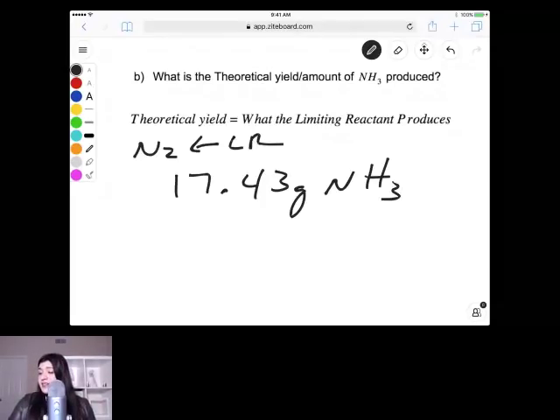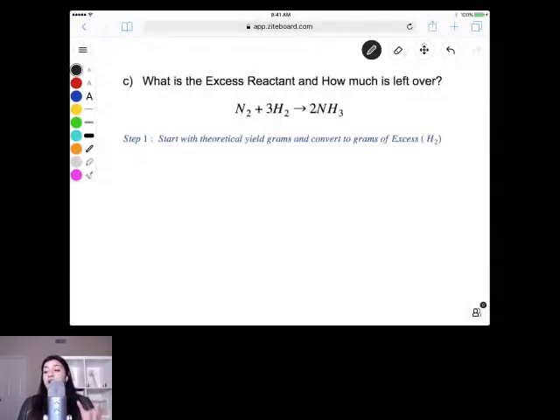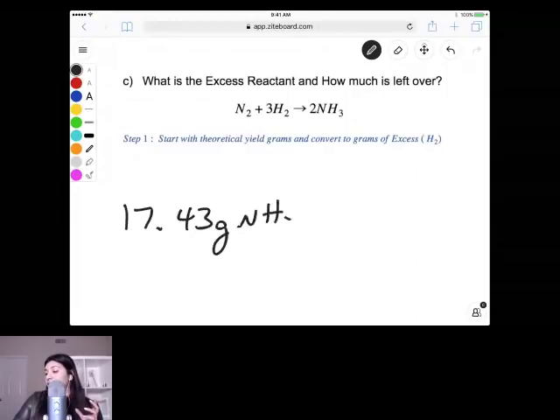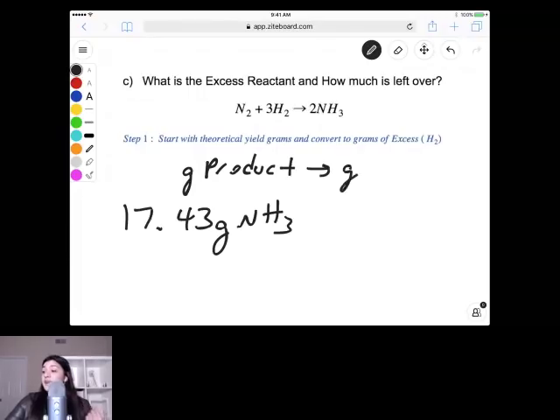Continuing on. So going back to this excess problem, our step one is starting with our theoretical yield in grams that we just found. We just found that that was 17.43 grams of NH3. If we're starting with this, we're going to somehow get to grams of H2. So we're going backwards. We're going from grams of our product to grams of our reactant. Specifically, we're going from grams of NH3 to grams of H2.